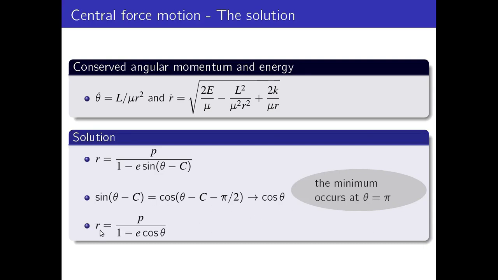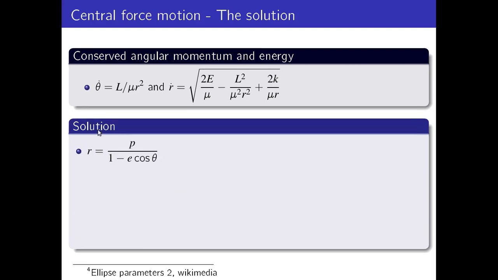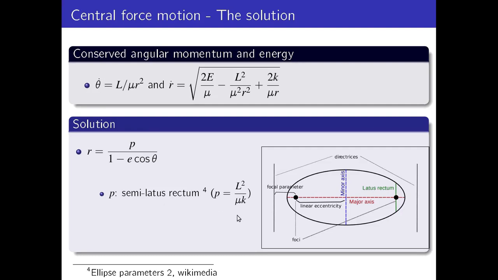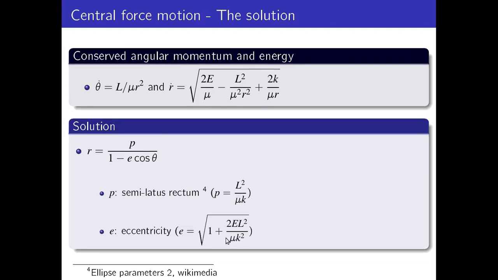Then we can write the solution as r is equal to p over 1 minus e cos theta. We have obtained r in terms of theta, and this solution gives all conic sections, which we will consider later. Let us consider p and e. P is the semi-latus rectum. Latus rectum is this chord passing through one of the focal points and parallel to the directrix, and semi-latus rectum is half of this one, and e is the eccentricity.